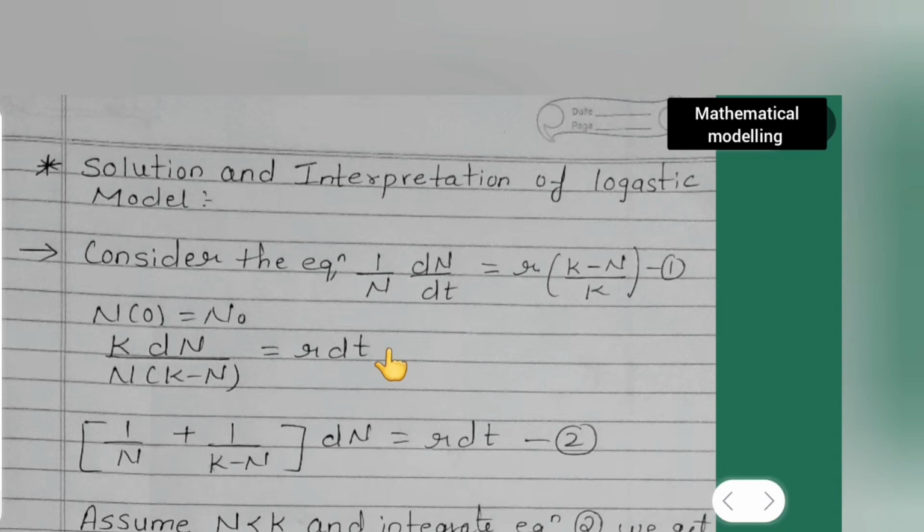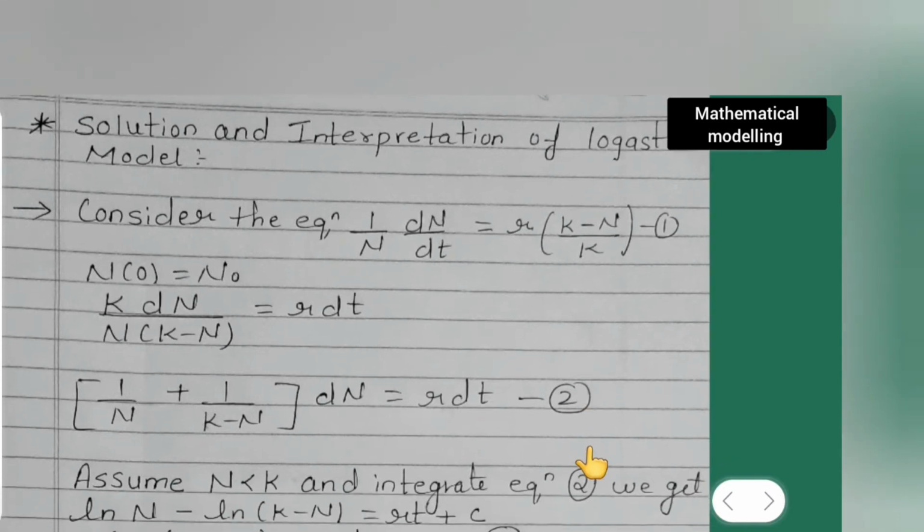Now how you are going to write this as (1/N plus 1/(k minus N)) dN, take it outside. See, when you cross multiply, you will get the same thing. So I have written it directly like this: (1/N plus 1/(k minus N)) dN is equal to r dt, and take it as equation 2.